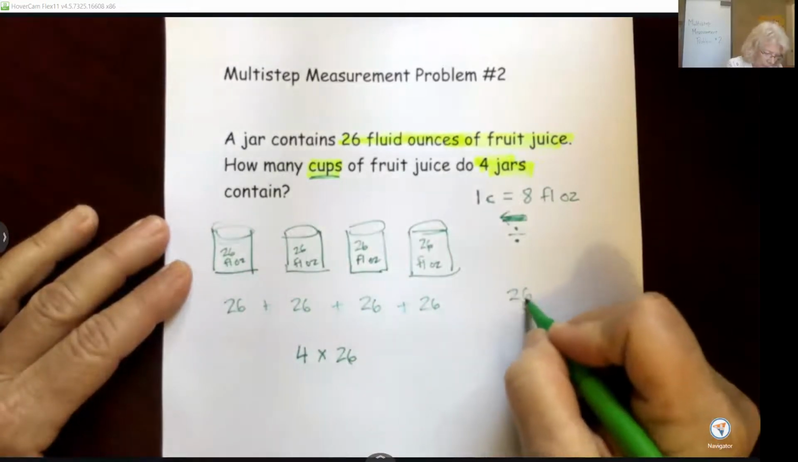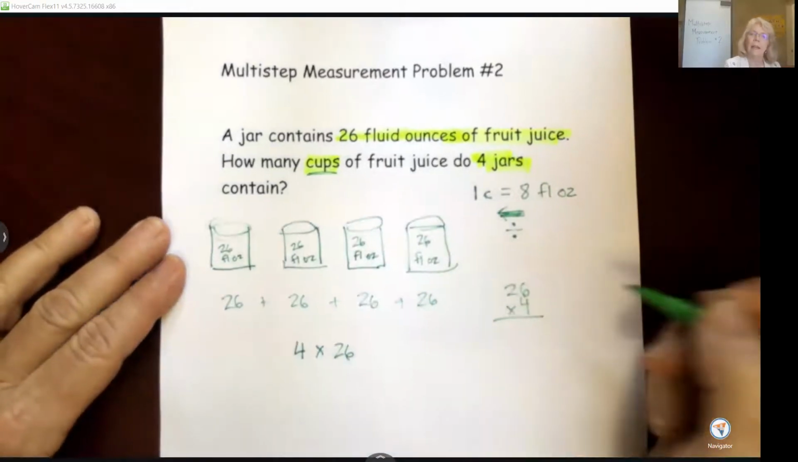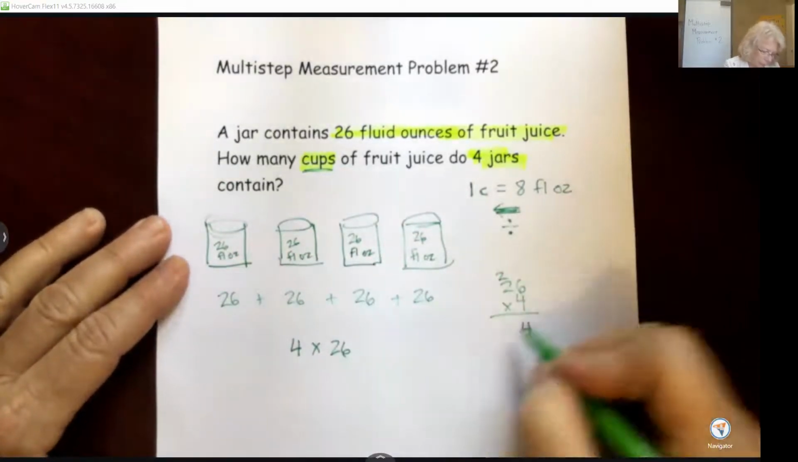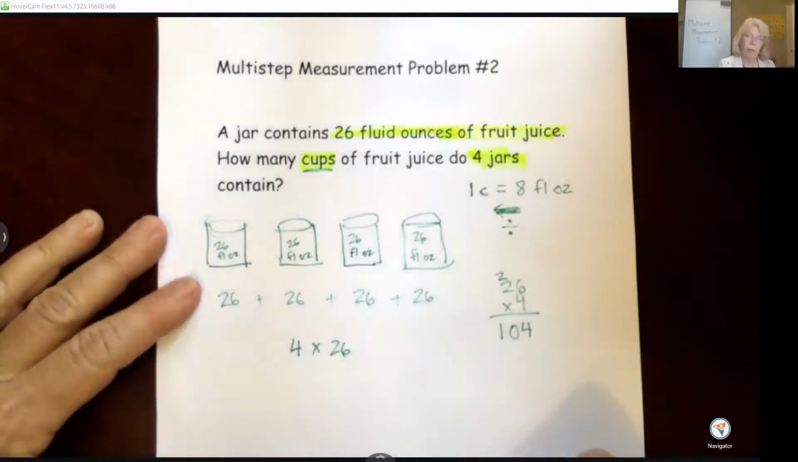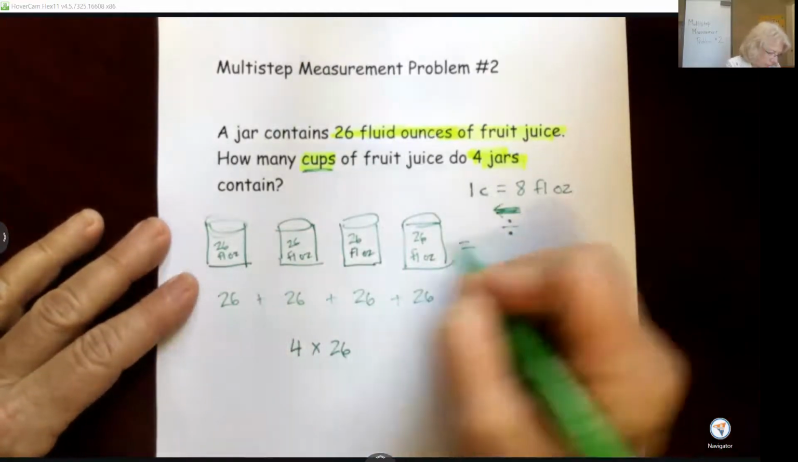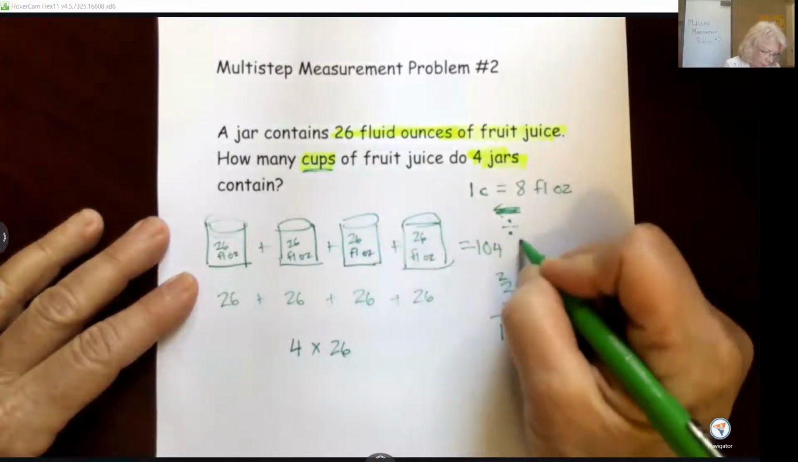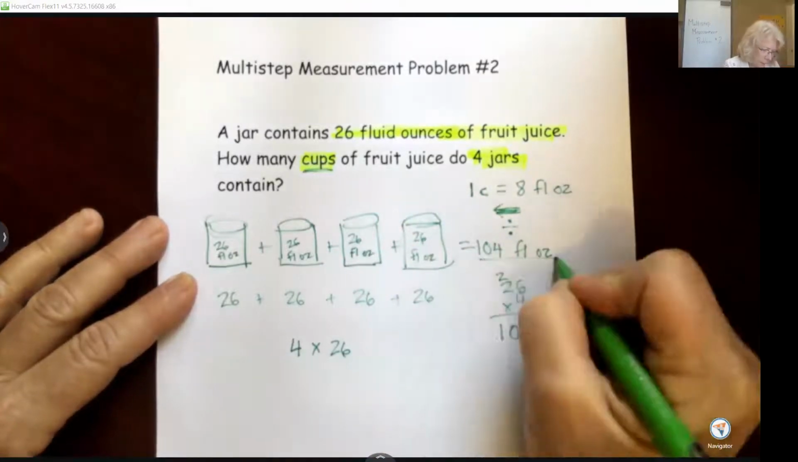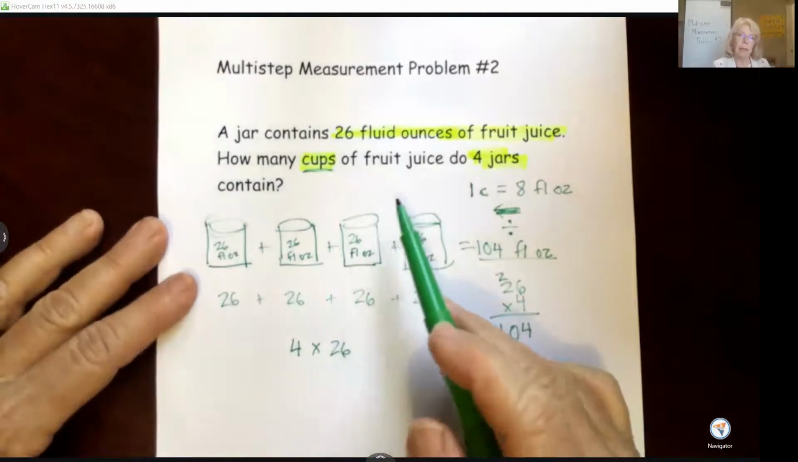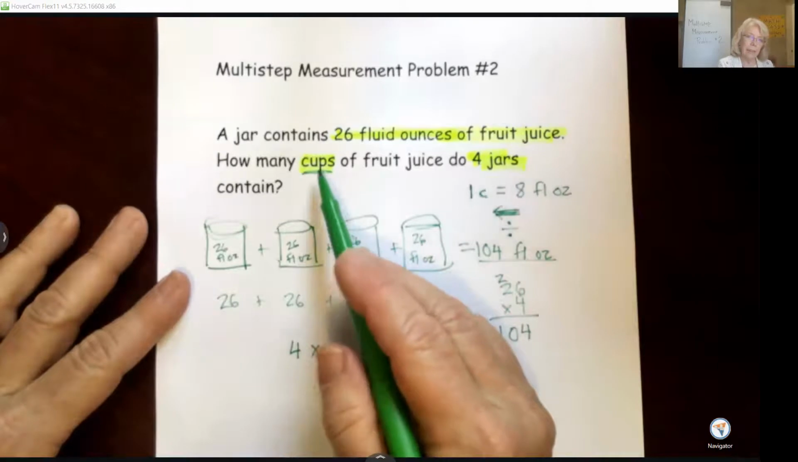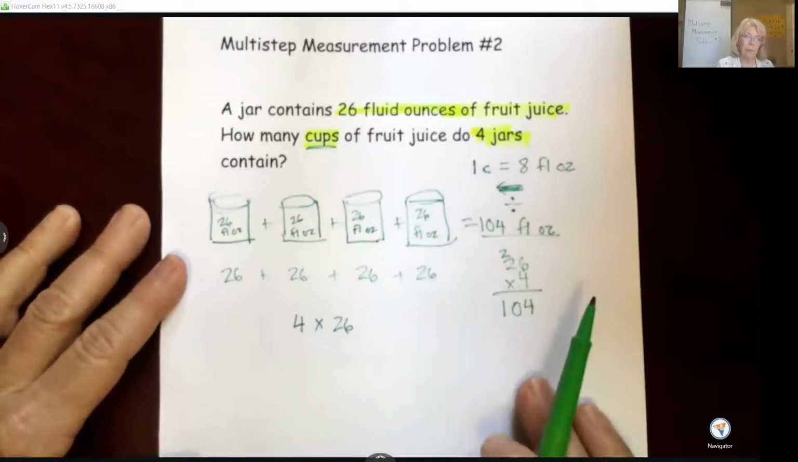So 4 times 26 I'll do over here. I have 4 times 6 is 24. 4 times 2 is 8 plus 2. So I have 104. So this equals, if I'm adding these together, 104 fluid ounces. So I know how much my total amount of fruit juice is, but I still need to give my answer in cups. So now comes the conversion.